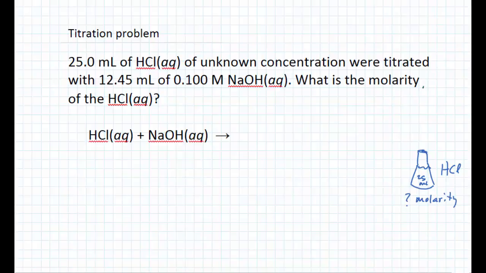That was titrated with, so that means in the burette, a little stopper there. Okay, in the burette we've got sodium hydroxide. That's what's getting added to the HCl. We had to use 12.45 milliliters of 0.100 molar.